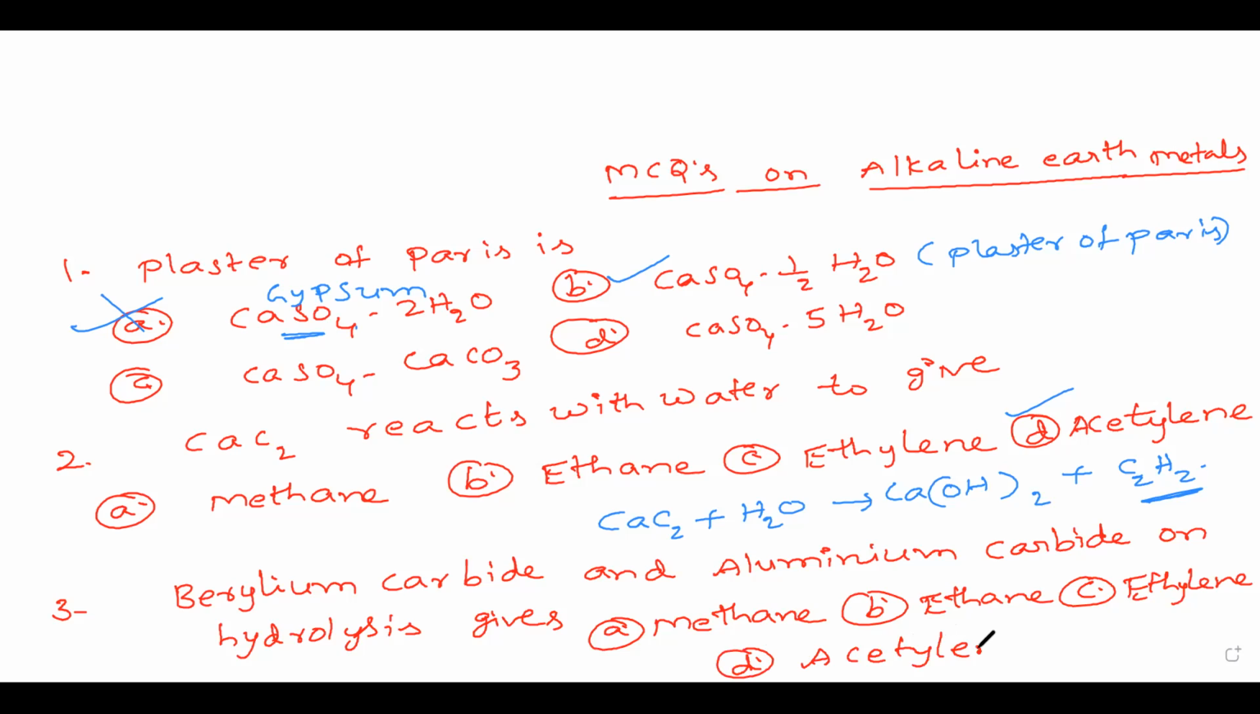So beryllium carbide and aluminum carbide on hydrolysis give, as we already know, methane. The reaction is Be2C plus water forms CH4 plus beryllium hydroxide. You can see the balancing later on; for understanding I'm giving this. So this is called methane gas. These two questions are very important in the examination, entrance exams. Next question.